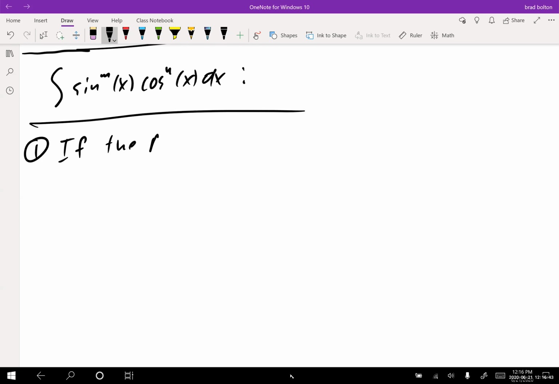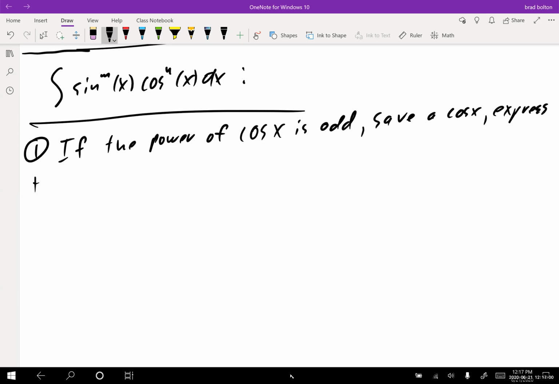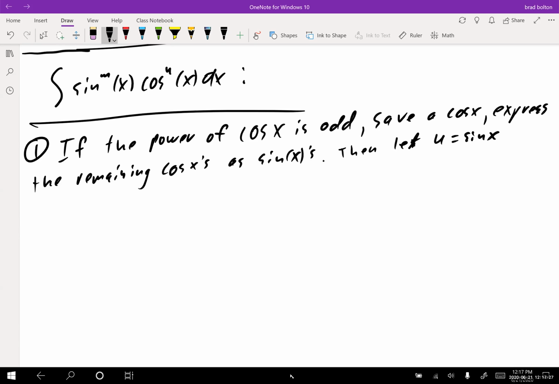If the power of cosine x is odd, save a cosine x and express the remaining cosine x's as sine x's. And we use the Pythagorean identity for this, right? Then let u equal sine x. So you replace all the cosines with some version of sine, like 1 minus sine squared x or 1 minus sine to the 4th, whatever the case may be. You do that, and then if u is sine x, then du is the leftover cosine that you saved for the end. Okay, so that's kind of the idea behind it.